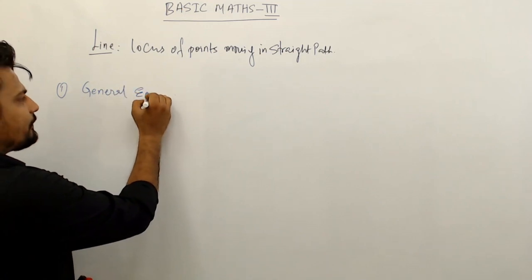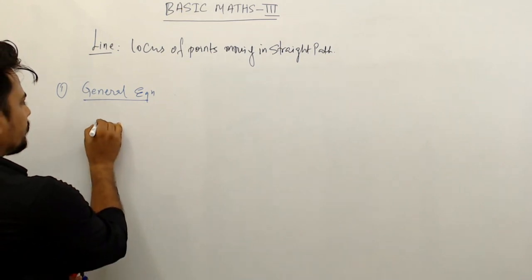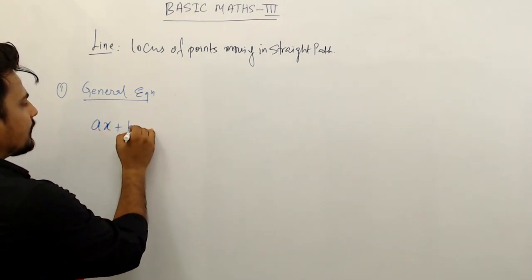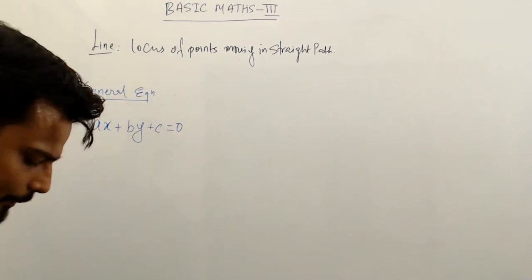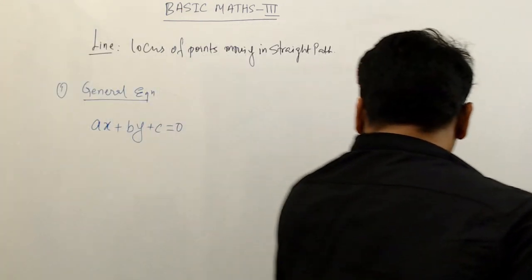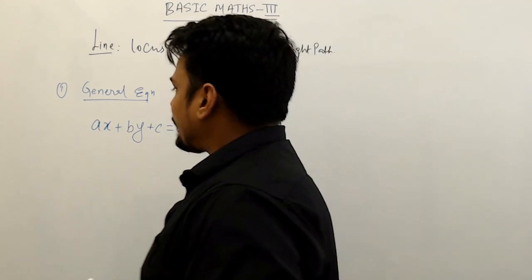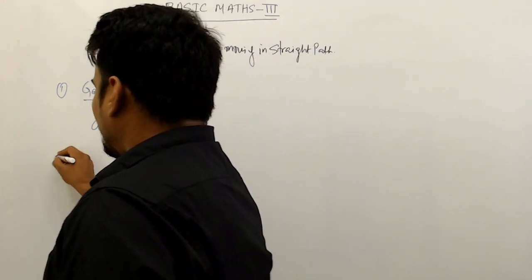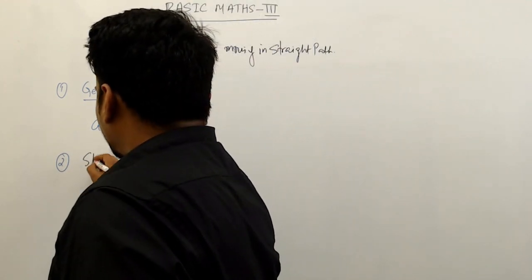Now, the general equation of a line. Every first degree equation represents a straight line. So when we have ax plus by plus c equals 0, that would represent a straight line. Now, the second and very important format of a line that I want all of you to know is called the slope-intercept form.